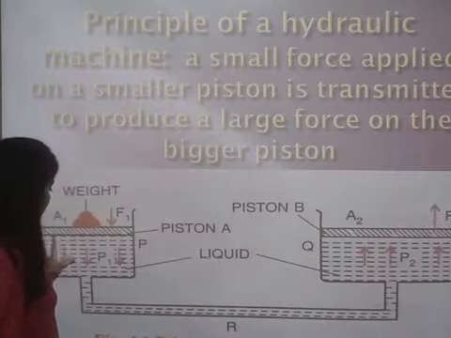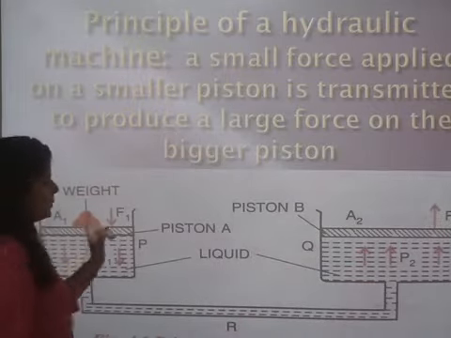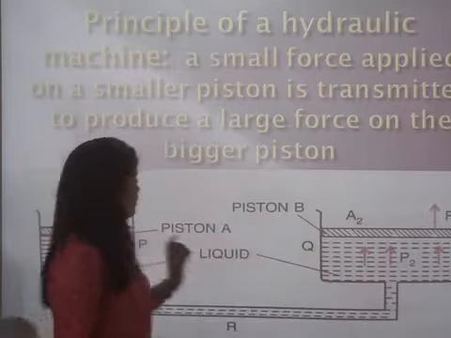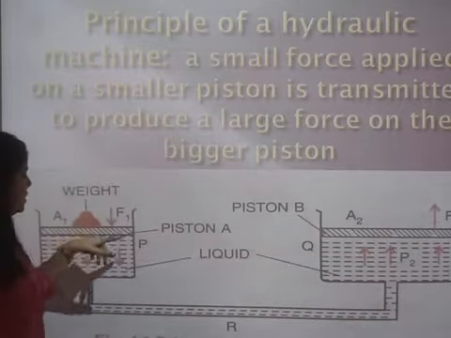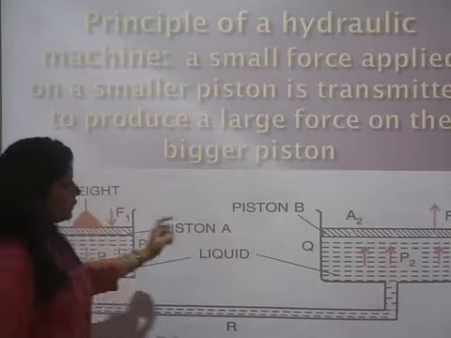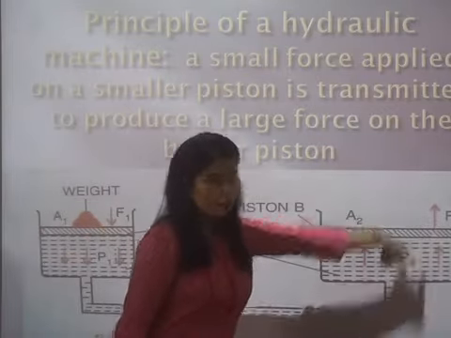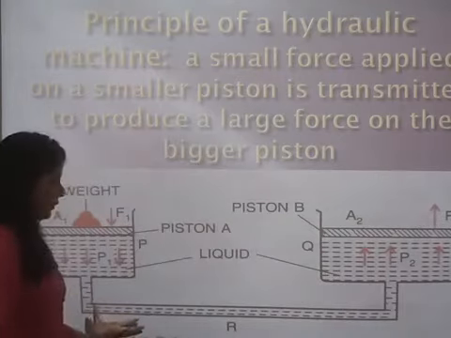So what you can see is the pressure over here is P1. The pressure over here is P2. The force which is applied by the piston is F1. The force at this point is F2. And there is liquid over here.